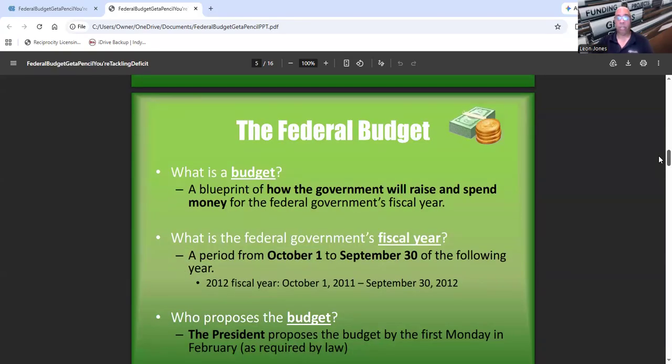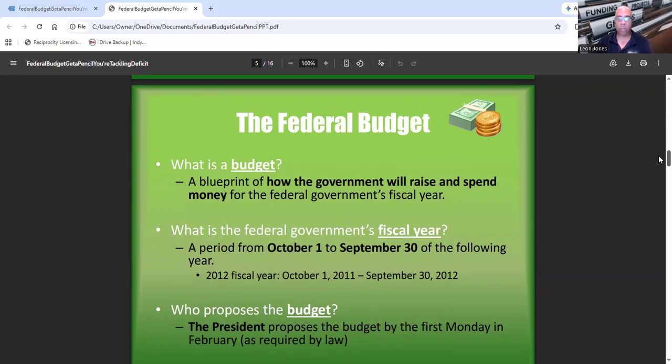What is a budget? Well, it's a blueprint of how the government will raise and spend money for the federal government during the fiscal year. What is the federal government's fiscal year? It's a period that runs from October 1st to September 30th of the following year. Example, 2012 fiscal year ran from October 1st, 2011 to September 30th, 2012.